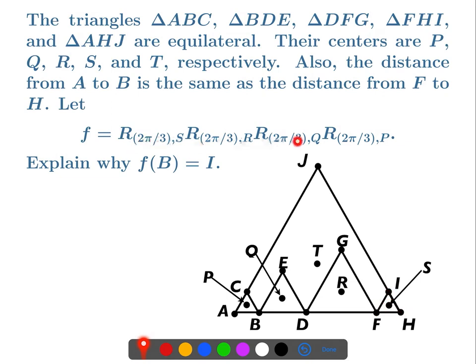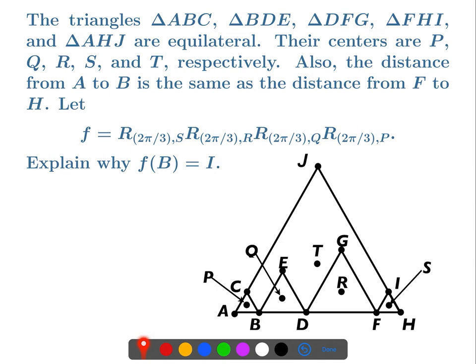And we're given an F. The F rotates about each of these points, P, Q, R, and S, by 2 pi over 3 in that order. And what we're trying to show is that F of B is equal to I. So when we do those rotations, B goes to I.